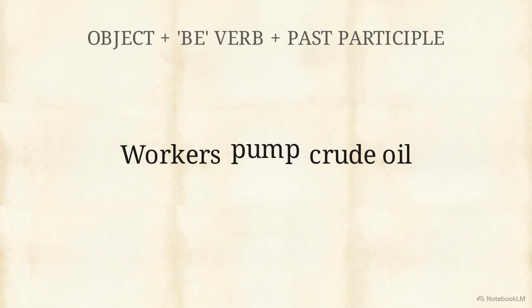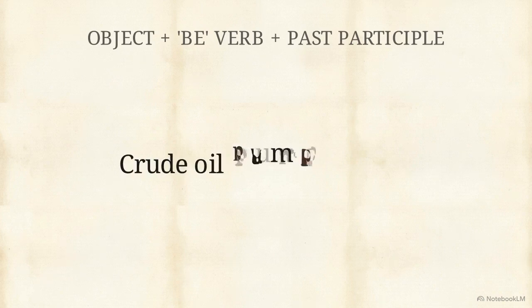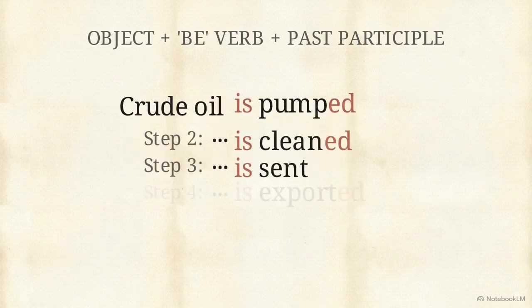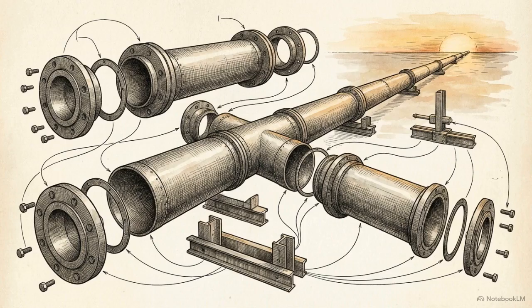For our first step, workers pump crude oil. The workers drop off. Crude oil slides forward, becoming is pumped. We apply this to the rest: is cleaned, is sent, and is exported. Mastering the passive voice maintains an objective tone, ensuring that the industrial process itself remains the star of the sentence.